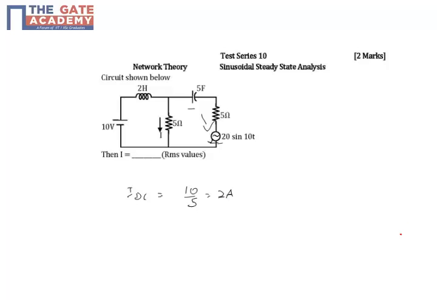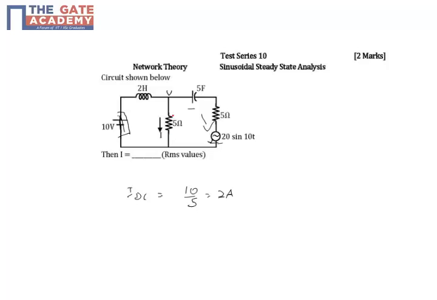Now we have to determine the current through that 5 ohms resistor in the presence of only the AC source, which is 20 sin 10t. In this case, we will replace this 10 volts source with a short circuit. Now this is to be considered as a short circuit. Let me denote this node to be at a potential of V.